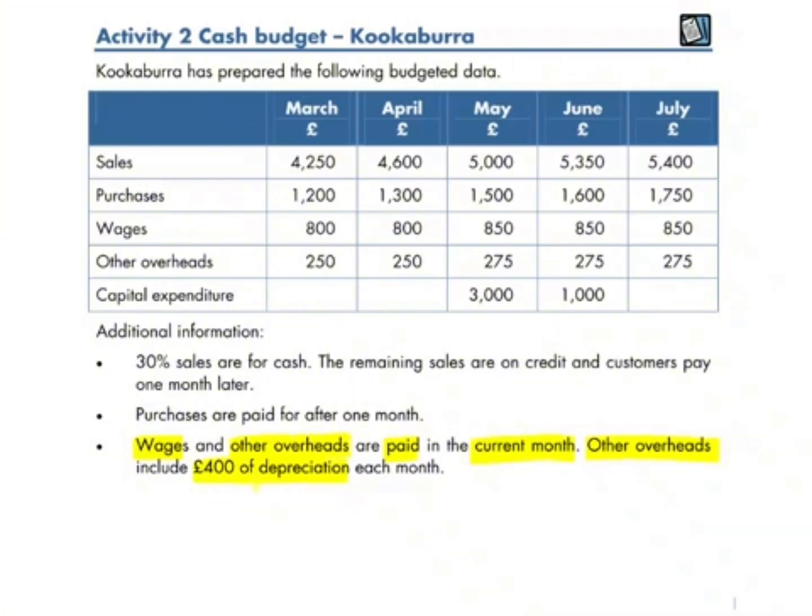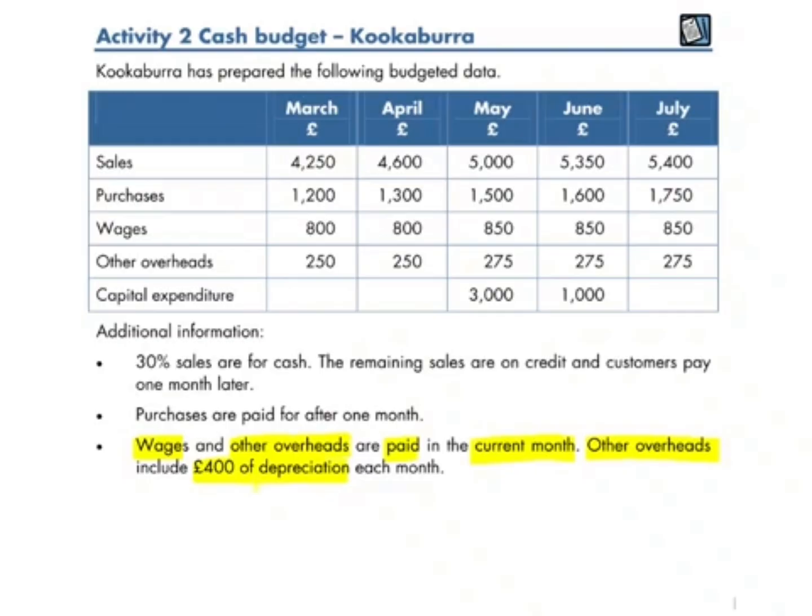Depreciation doesn't have a cash transaction associated with it. It's simply an adjustment for using up an asset during the period. The cash transaction associated with the asset is actually the cash flow that we incurred when we purchased the asset. So when we're doing the other overheads, we've got to remember to subtract out the £400 for depreciation, which doesn't have a cash effect attached to it.